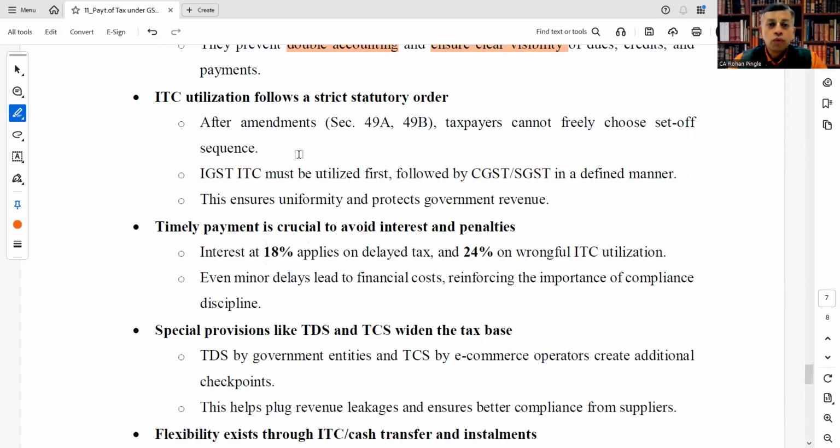ITC utilization follows a strict statutory order. After amendments in Section 49A and 49B, taxpayers cannot freely choose the sequence. IGST ITC must be utilized first, followed by CGST and SGST in a defined manner, and this ensures what? Uniformity and protects the government revenue.